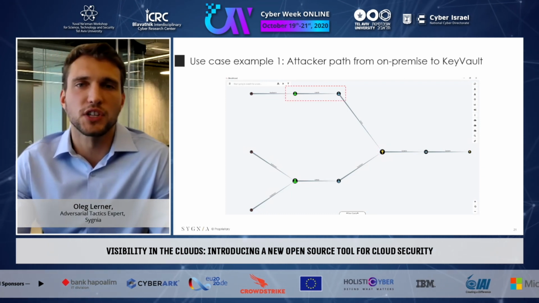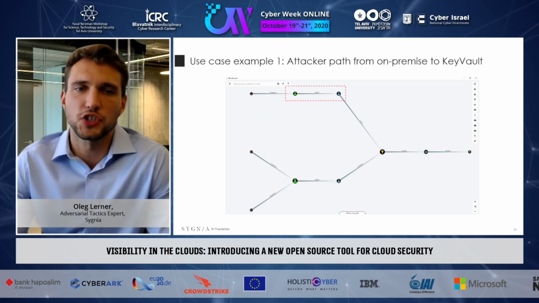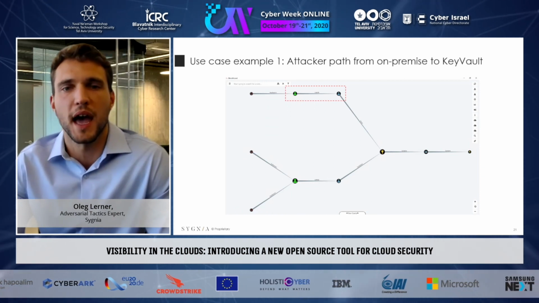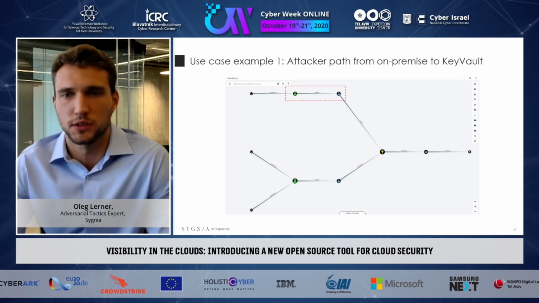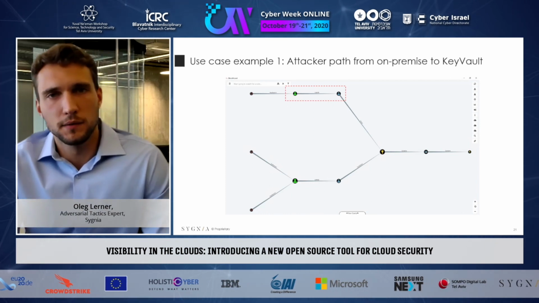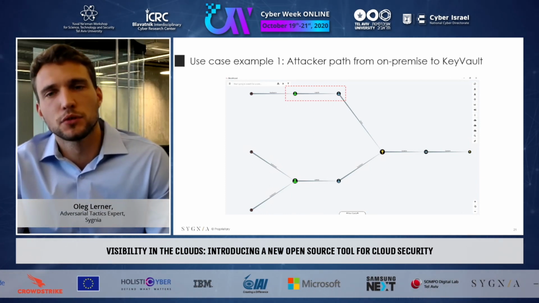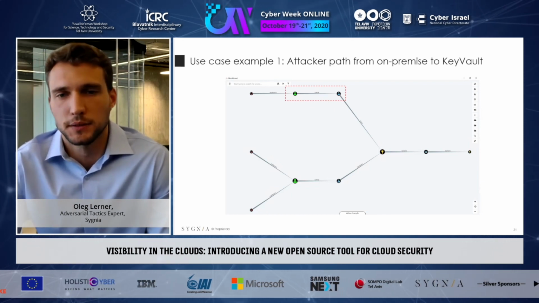Now let's see the relations created at this path with Cloud Scout. We have a relation between our on-prem user to the Azure Active Directory user, which are the same identities as we just mentioned. The added functionality visualized an attack path to control Azure Key Vault that we otherwise wouldn't have seen.